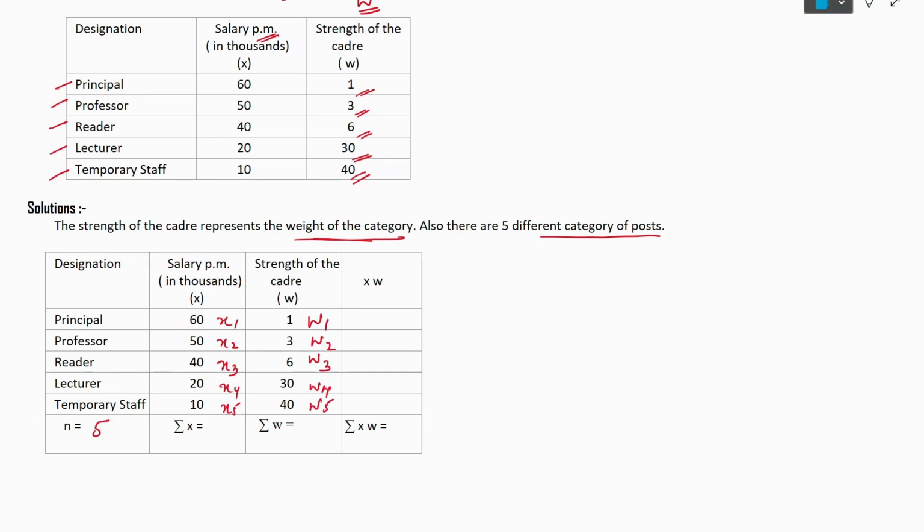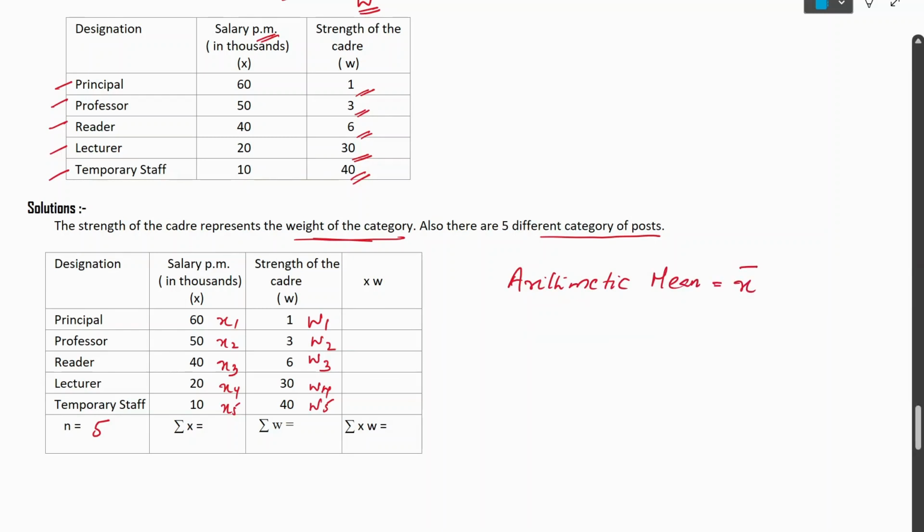Now, in one table, I'm completing both the answers. That means arithmetic mean as well as weighted mean. How are you going to do it? See here. Here, X1, X2, X3, X4, X5 is given. Therefore, you can calculate the arithmetic mean. So, what is arithmetic mean actually? Arithmetic mean X bar. What is the formula? Sigma X whole divided by N. It is raw data, right? Because it is 60, 50, 40, 20, and 10. Just add these numbers, that is sigma X divided by N. Therefore, this is your answer.